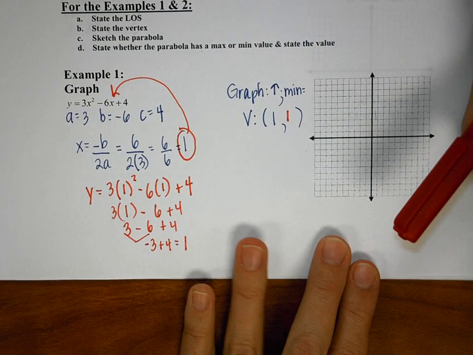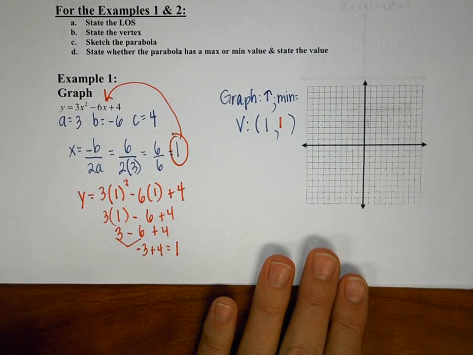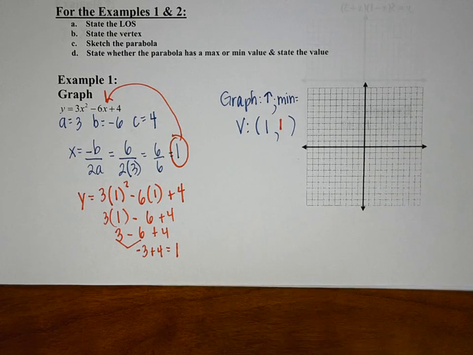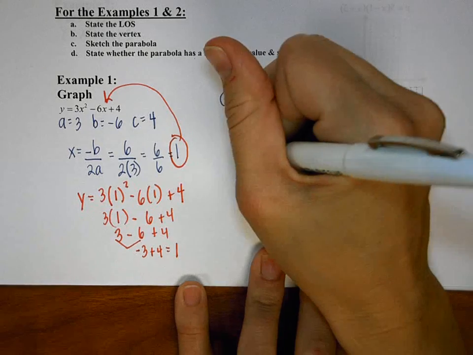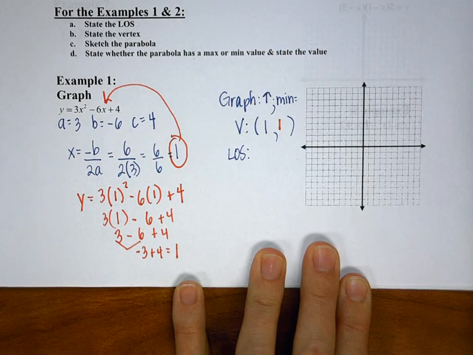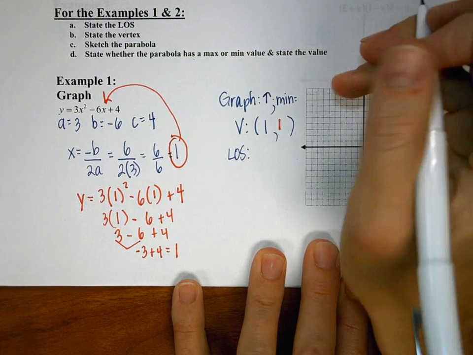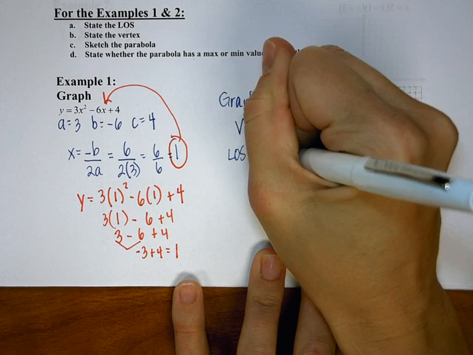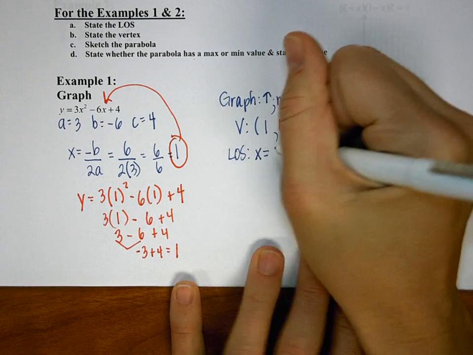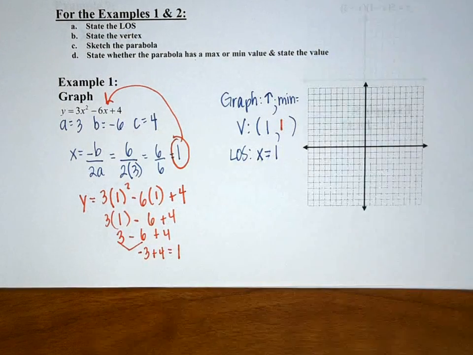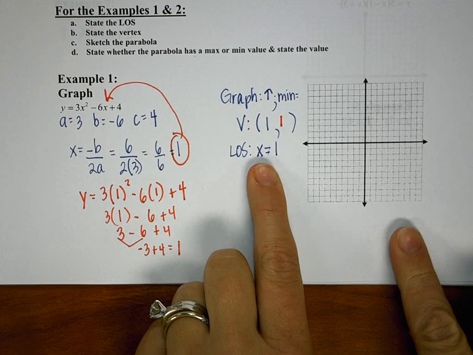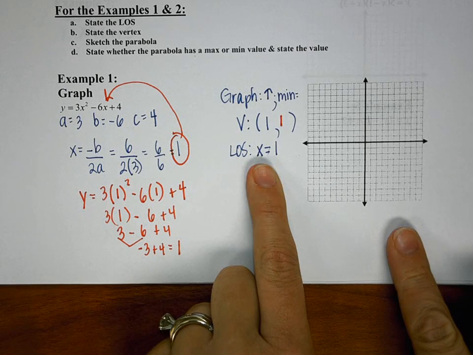Okay? Next, I want us to state the line of symmetry. Yes? Do you ever have like a fraction for one of the answers? Yes. And we're going to actually do a problem that has a fraction. So my line of symmetry is always the x value of the vertex, and you have to write it as an equation. So it's going to be x equals, and the x value of my vertex is 1. Okay? If you forget x equals when you're writing your answer, it will be incorrect.